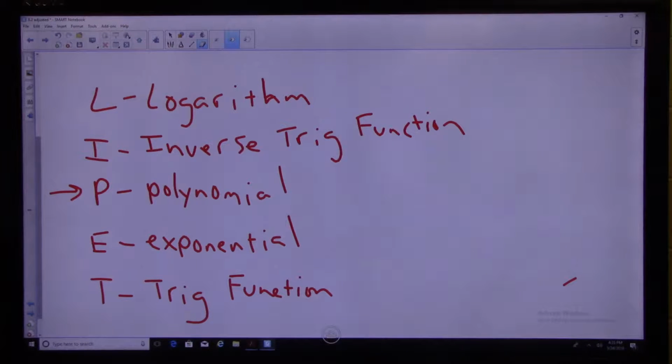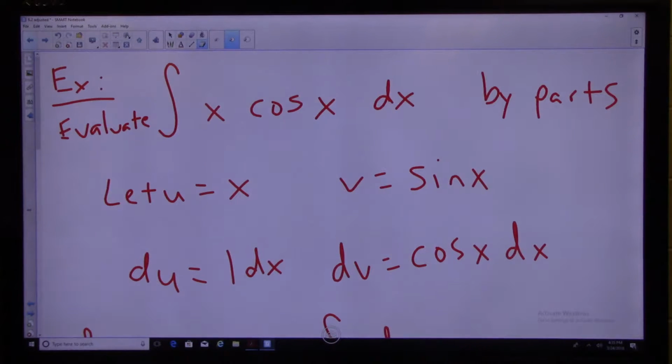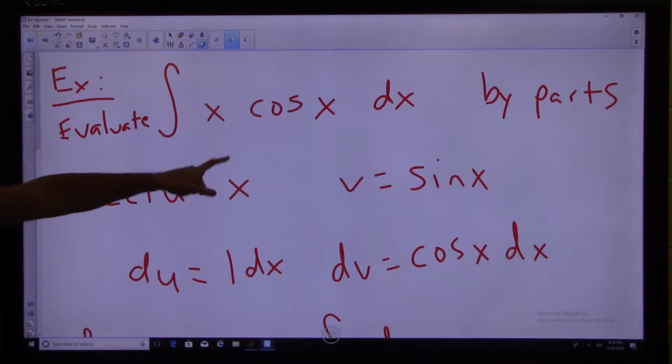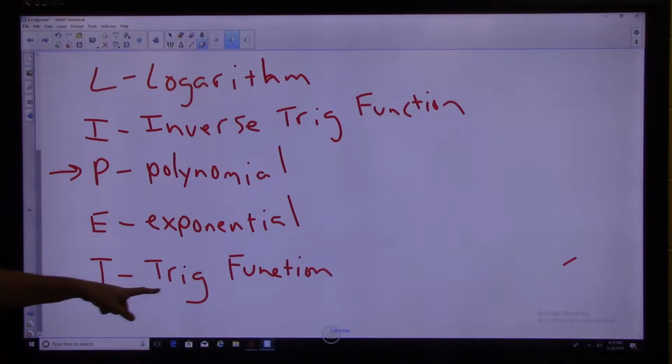I drew an arrow here because I wanted to talk about the last example that we did. We let u equal x because x is a polynomial function. That comes first on the hierarchy. Again, this is a rule of thumb. I'm not saying you have to do this every time, but it's going to make it a lot easier if you use that hierarchy. Cosine is a trig function. It falls lower on the list. Trig function down here, polynomial function right there.